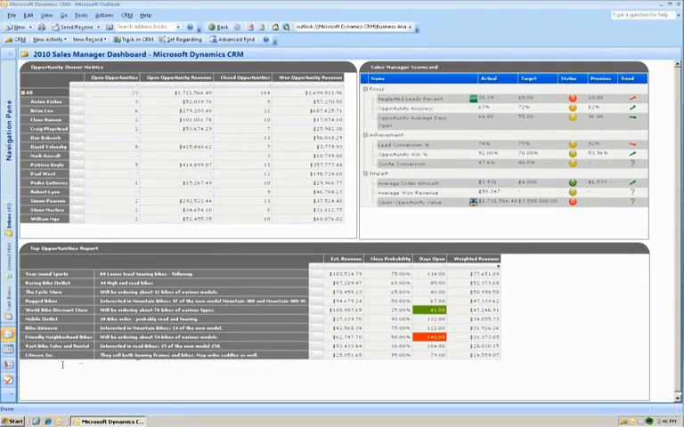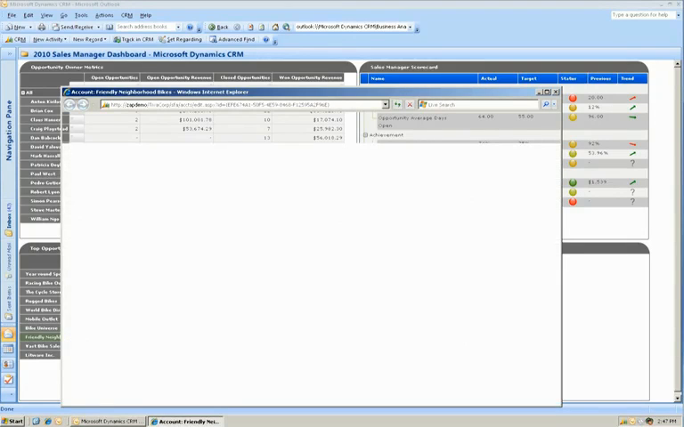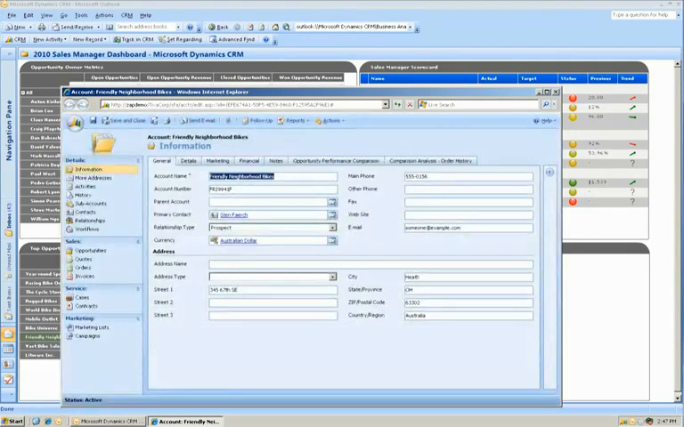John is interested in learning more about Friendly Neighborhood Bikes, the red opportunity, and clicks through to CRM to learn more about the account. Now that John's in the Friendly Neighborhood Bikes account, he can get an understanding of what type of customer Friendly Neighborhood Bikes is.